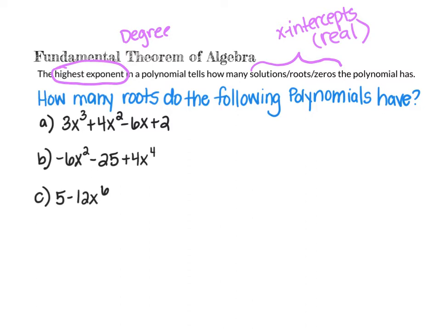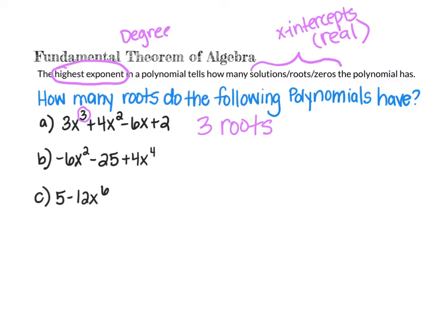So if I'm looking at these three examples, it says, how many roots do the following polynomials have? So in my problem, if I'm asking you what is the highest exponent or the degree, I have 3x cubed minus 4x squared minus 6x plus 2. So my highest degree is 3. That is my largest exponent. So this one can have 3 roots total.